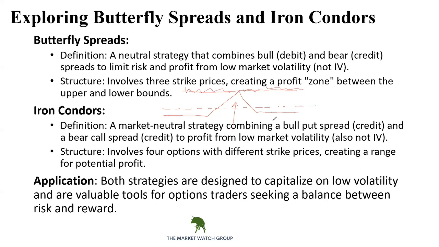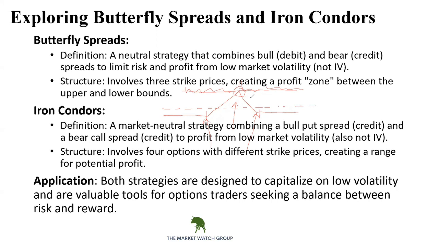What's another way to remember that? This is the way I learned to remember a butterfly. You buy the wings, you sell the guts. Buy the wings and you sell the guts. So these are your wings, here and here, and your guts are in the middle. So I buy one, sell one. That is the bull call. Then I sell one, buy one. That is the bear call. Stack it on top. Boom, butterfly.